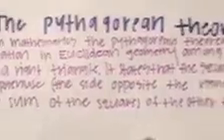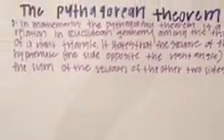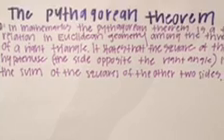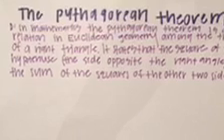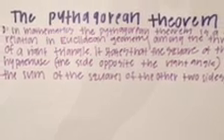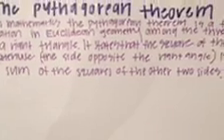In mathematics, the Pythagorean Theorem is a fundamental relation in Euclidean geometry among the three sides of a right triangle. It states that the square of the hypotenuse, which is the side opposite the right angle, is equal to the sum of the squares of the other two sides.